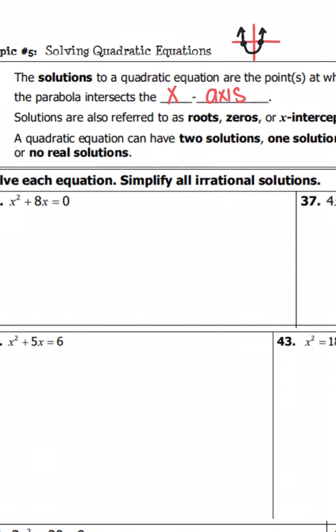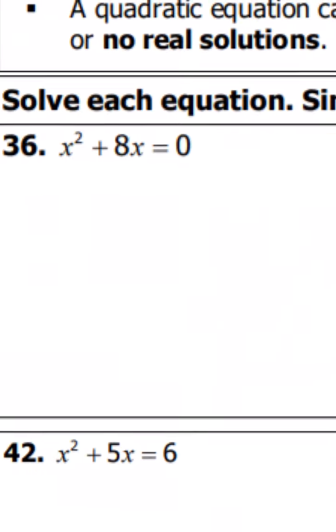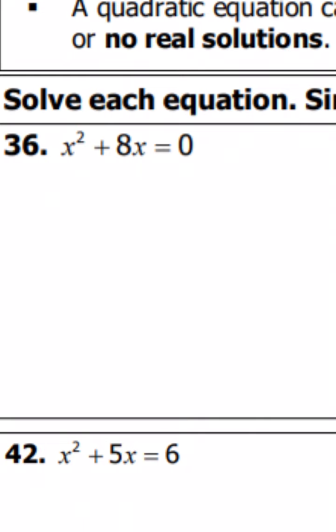And here's what that could look like. So say you had this, and maybe your parabola is like that. So it never crosses that x-axis. That would be no real solution. All right, it says to solve each equation. So we're going to do this by factoring.